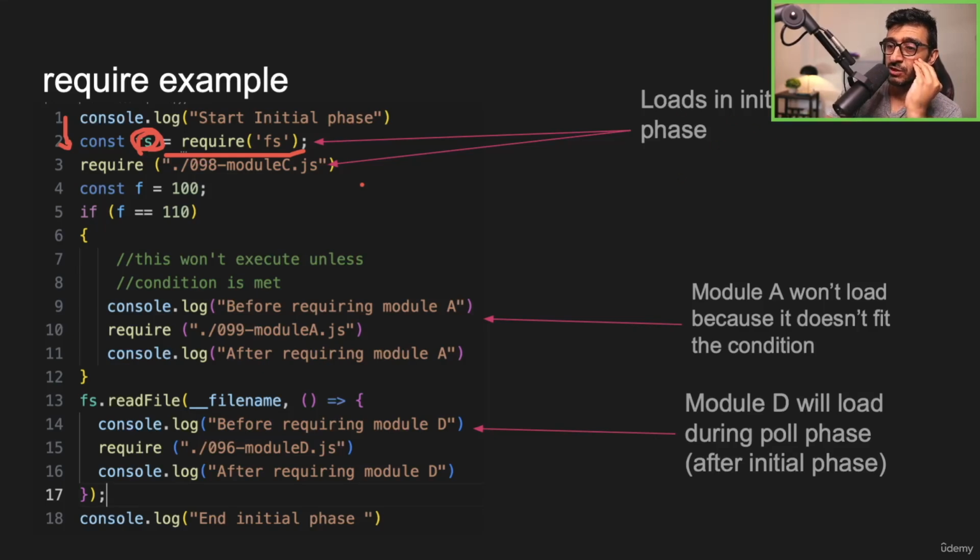So this loads in the initial phase. And here's the thing. You can have an if statement that will never execute, and this code will never execute because f is not equal to 110, right? So this module will never execute. None of this stuff will load. So you can make require conditional. You can do fancy stuff like, hey, if I'm looking for this file, only load it when I absolutely need it. And you need to think this way, guys.